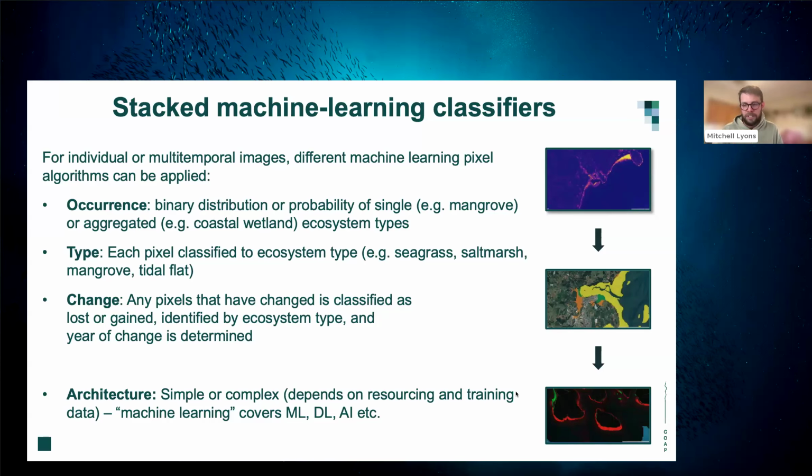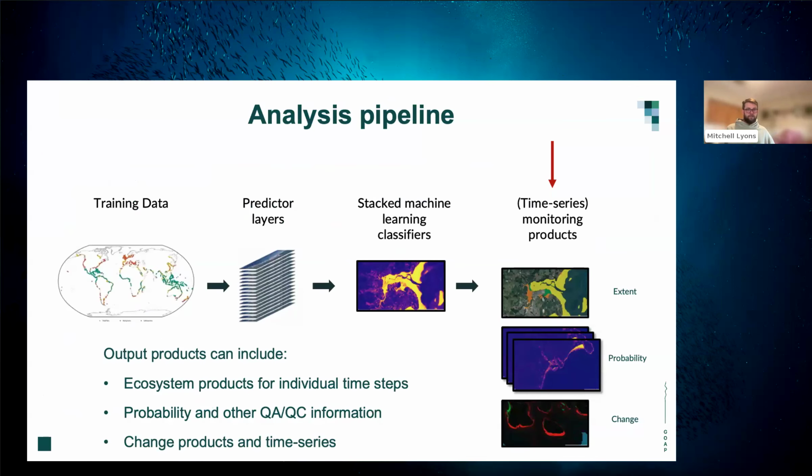Again, we don't need to go into the full details of all this, but it is good to know that the types of models you're able to fit are really dependent on the types of training data and input layers that you generate. So hopefully we've decided what we're going to do. We fit some models and we get to this point where we have some information about the extent or the probability of occurrence, or the coverage or the species of our seagrass. And maybe we have that in a time series context. So we've gone through this analysis pipeline and we have products.